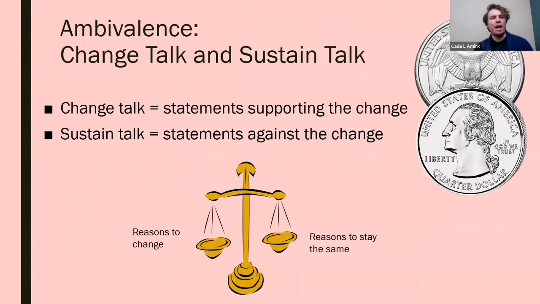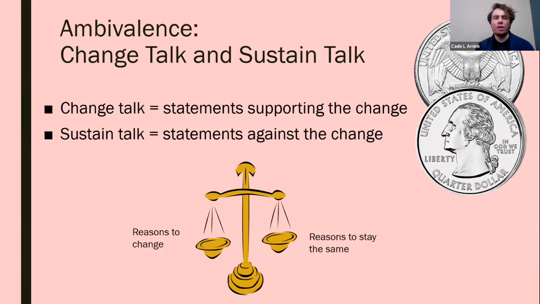This is where we step back into the idea of ambivalence. Earlier I described that when people are ambivalent, they have reasons for making a change and reasons they want to stay the same. We can operationalize those definitions by talking about change talk, statements that our patients or clients make that support making a change, and sustain talk, statements that are against the change or about maintaining the status quo. For people who are ambivalent, we're always going to hear both sides of this coin: change talk and sustain talk.